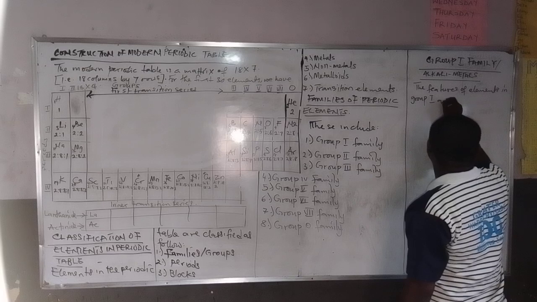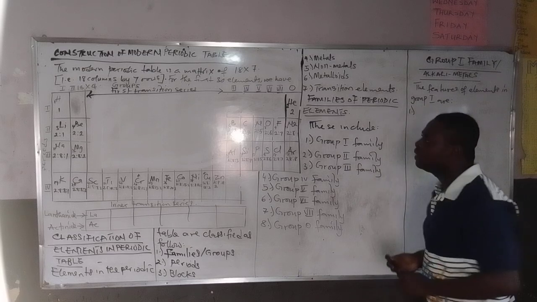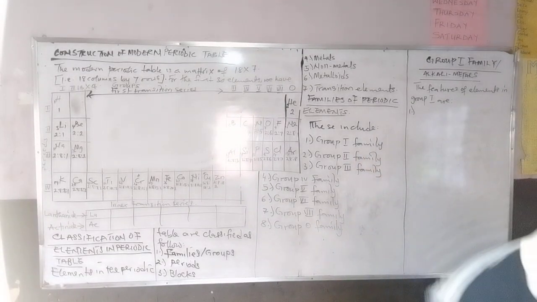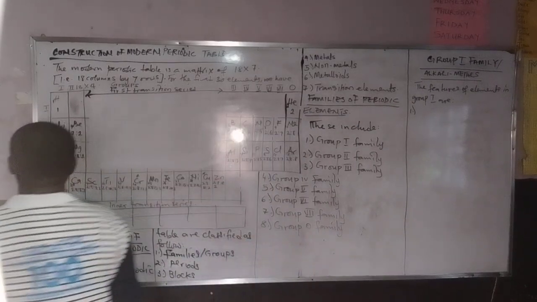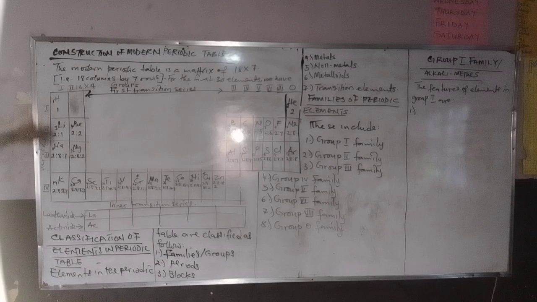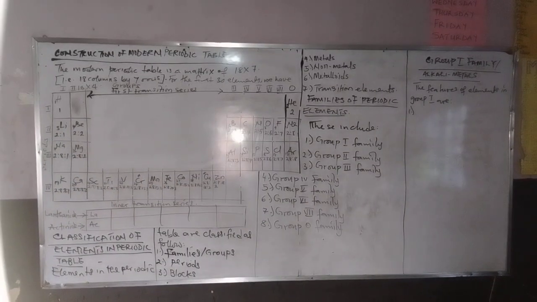In group 1, number 1: like we have already stated, they are all called alkali metals. Before we go to that, let's look at the examples from this table. This is the vertical column here, the first vertical column, labeled I. It contains hydrogen, lithium, sodium, potassium, and so on, like francium. You see, we have some other ones that we have not mentioned here, because our table is only taking care of the first 30 elements. So take note of that.